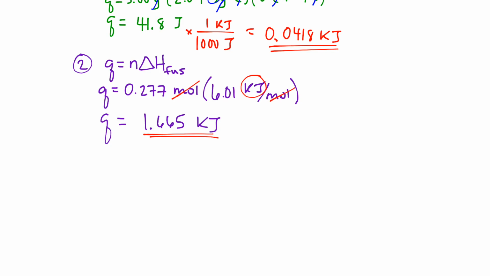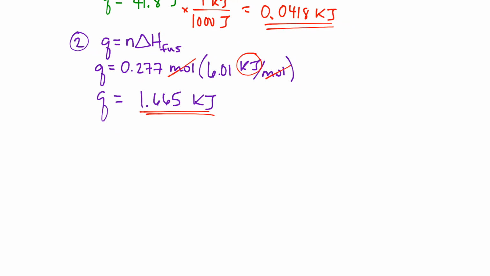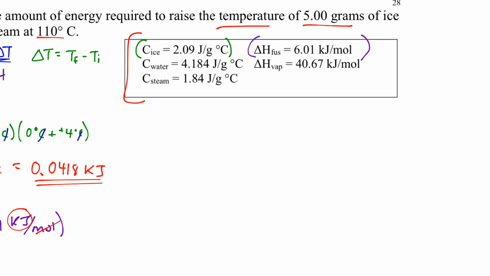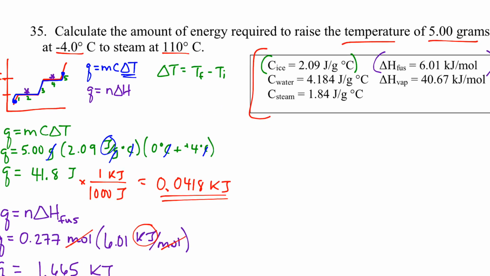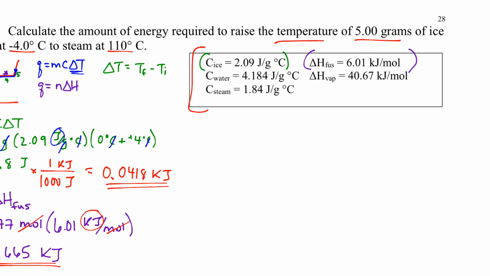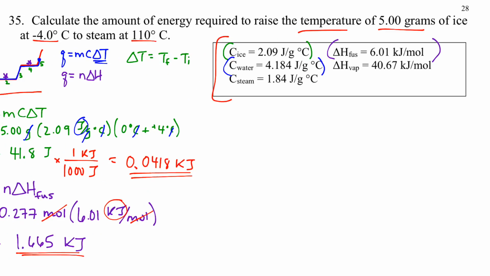So if we now move on to step 3. Step 3, we're back to a temperature change again. So we're going back to this equation. Okay, so plug that in. Same mass, still 5 grams total for the sample. Now it's a different specific heat value though, because we're talking about a liquid in this middle section here, right? In here between 0 and 100, water is a liquid. So now we're using this specific heat.